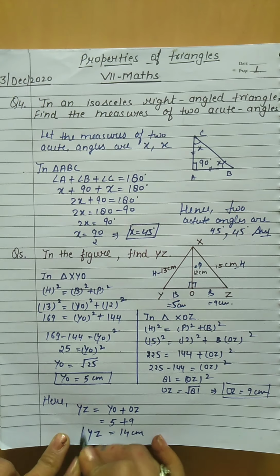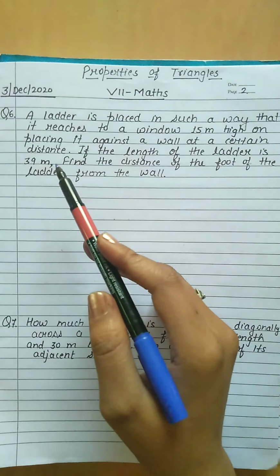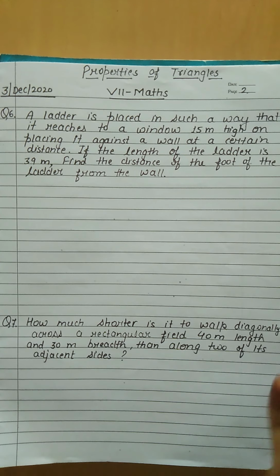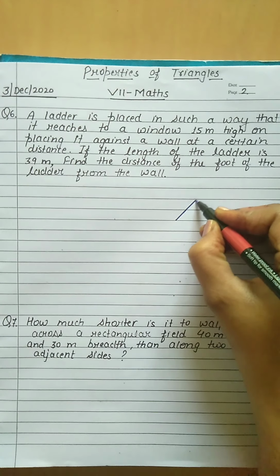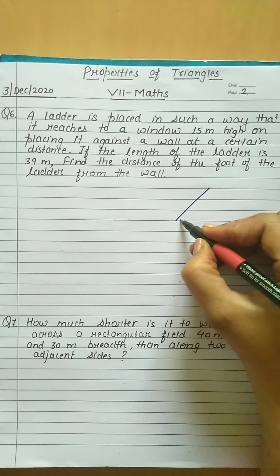ओके स्टूडेंट्स, जो अब लेडर की लेंथ है वो गिवन है 39 मीटर और आपको इसकी डिस्टेंस बतानी है जो लेडर से वॉल तक की है. इज दैट क्लियर? सो स्टूडेंट्स, लेट्स सपोज it is a ladder. Okay students, is that clear?